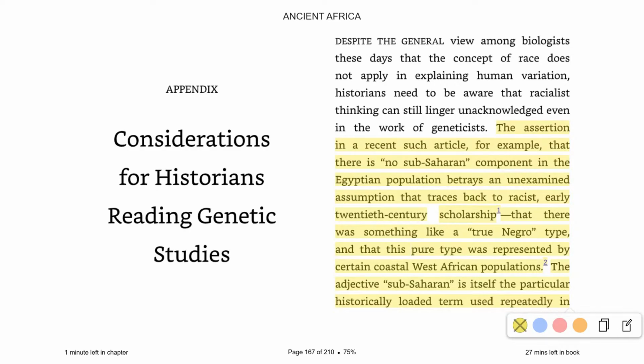So I'm going to repeat that. We're going to be getting into considerations for historians reading genetic studies.